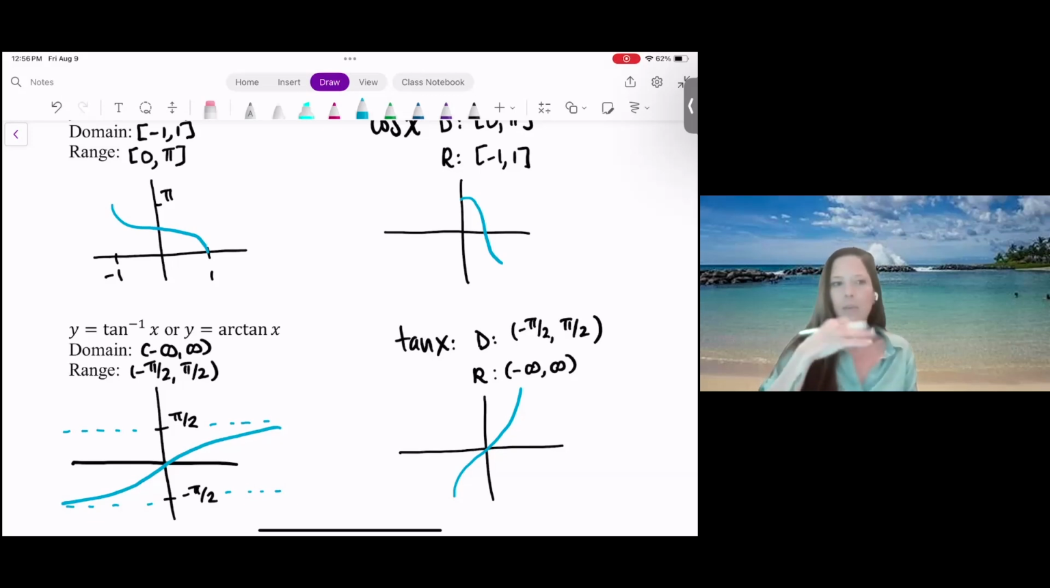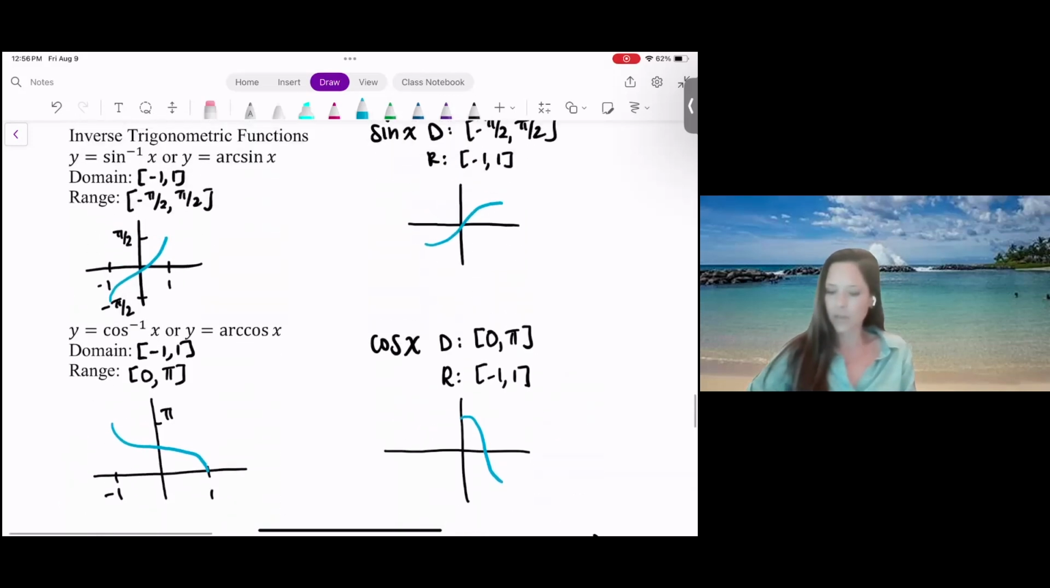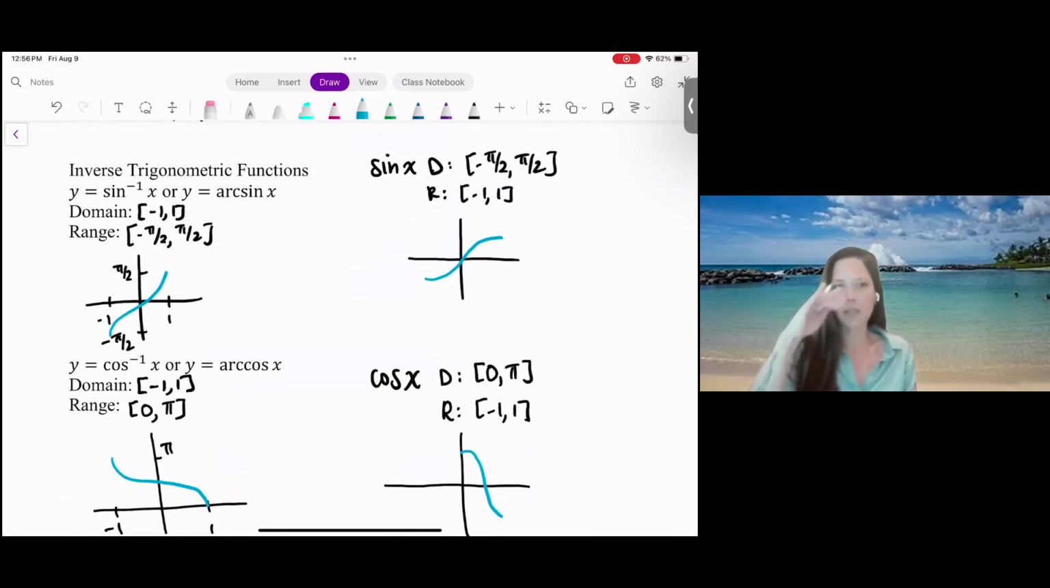Now you'll see that we have in each of these, if you've looked at the notation, you've got sine to the negative 1 of x or arc sine. Arc in front of the trigonometric function is inverse. It's another way to say inverse. And this is not sine to the negative 1 power. Remember, that is the inverse notation.